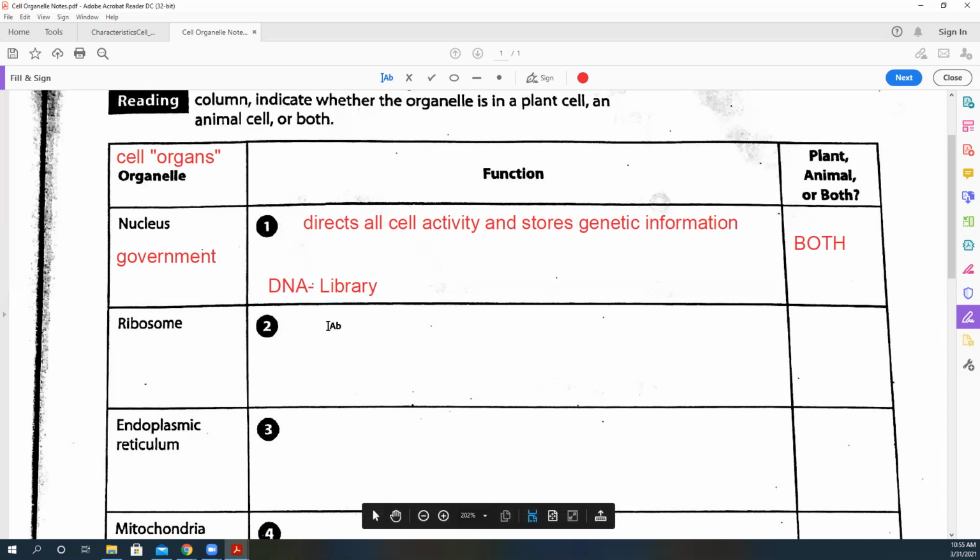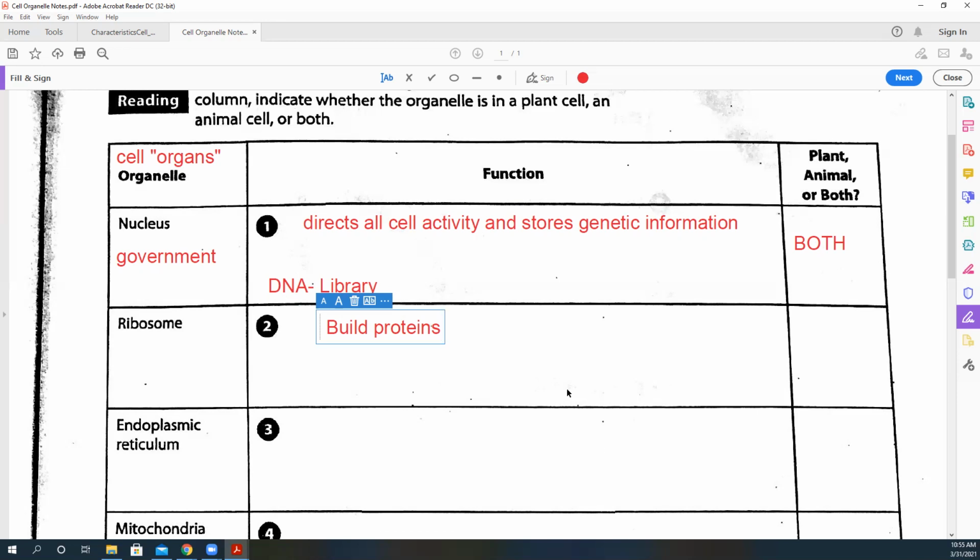Ribosomes, these build proteins. They build proteins. So some people in the past have thought of them as like a construction worker because they build things, right? Some people have thought about this as a chef because they make food and protein is food, right? So you can think of it either way. I'm gonna wait to write what's on the side until I get to something that's slightly lower because it'll help make you understand. And this is found in both.